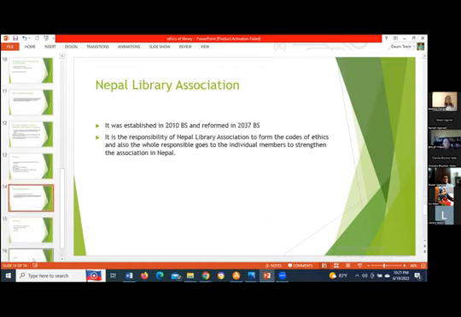Nepal Library Association was established in 2010 BS and reformed in 2037 BS. It is the responsibility of Nepal Library Association to form the code of ethics, and also the whole responsibility goes to the individual members to strengthen the association in Nepal.